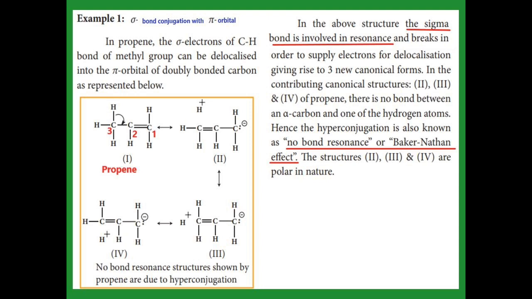In this one, there is no bond present between the carbon and one of the hydrogens, so it is called no-bond resonance. Another name is the Baker-Nathan effect. Here the second, third and fourth structures possess positive character and negative character, so it is polar in nature.